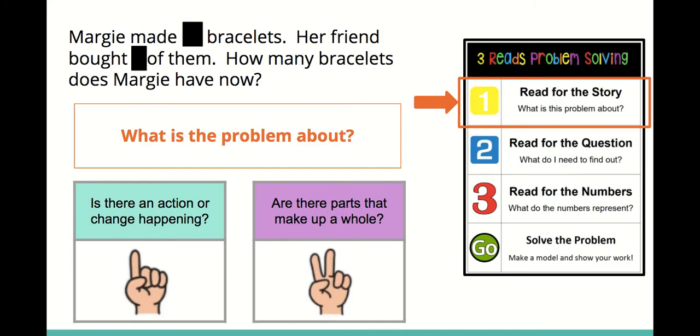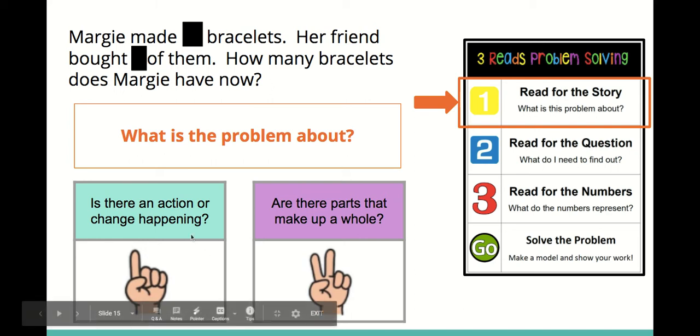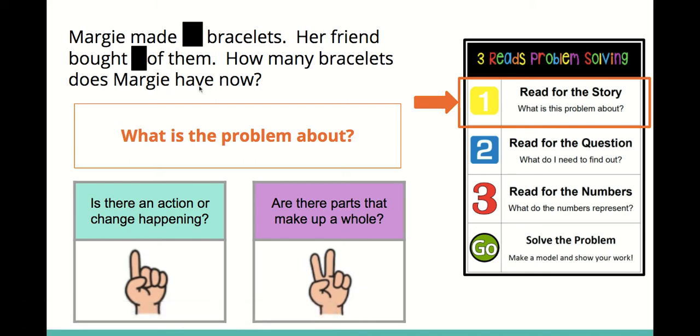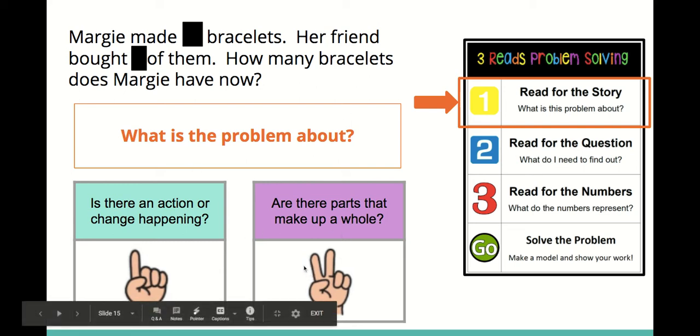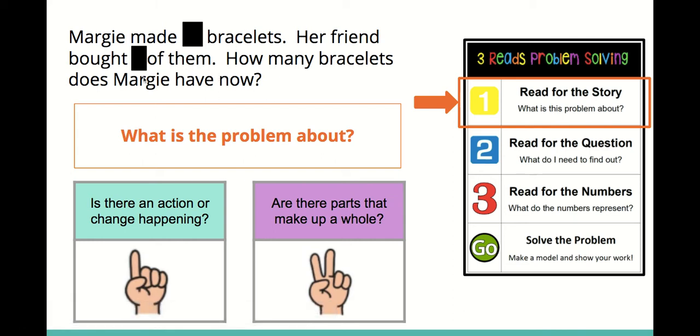Now, let's do one more. Margie made some bracelets. Her friend bought some of them. How many bracelets does Margie have now? Well, let's look at what action or change is happening in our story. Margie had bracelets. Her friend bought them, which means she took some, and now Margie has a new number of bracelets. The other question is, are there parts that make up a whole? Are we putting two parts together? In this case, we're not, because Margie had some bracelets. Her friend bought some, which means she took some from Margie. Now Margie's going to have less. That means we're going to be subtracting on this one.